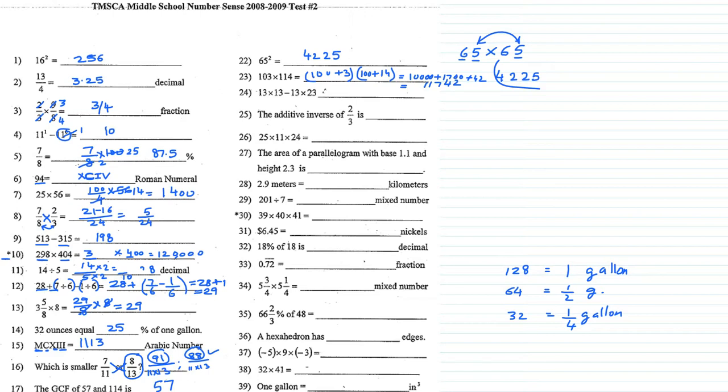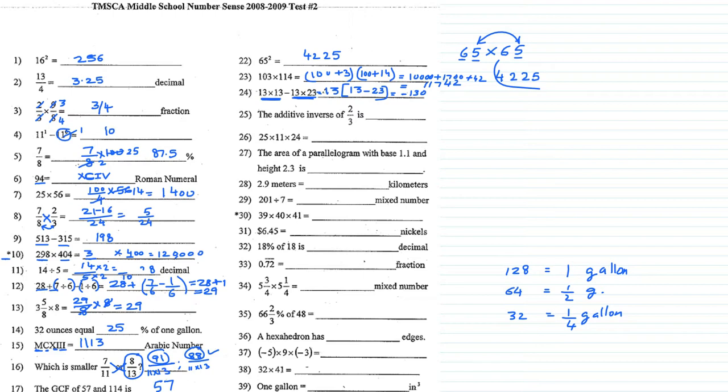Question 24, 13 times 13 minus 13 times 23. In this question, you need not multiply these numbers because 13 is the greatest common factor between these two and these two. So we can take 13 common, and what we get inside is 13 minus 23. So 13 minus 23 is minus 10. So 13 times minus 10 is minus 130. That would be the answer.